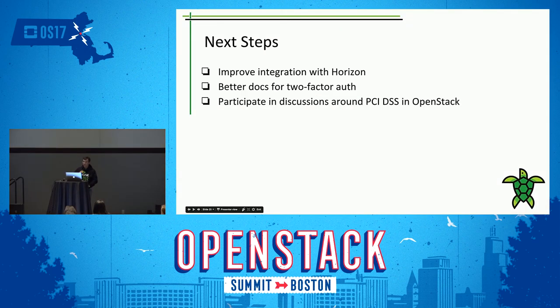For next steps, we plan to improve the integration with Horizon so that you can properly show messages, for example, for the password strength requirements to users via the dashboard, because it's not possible today. We have not implemented that yet. And we need better docs for the two-factor authentication. We are willing to participate in the current discussions around PCI DSS. I saw there was a session yesterday, and they are looking at PCI DSS as a whole, for all the services, and at all the requirements for OpenStack. We would like to be involved in that conversation, and would gladly implement more requirements in Keystone if you need.